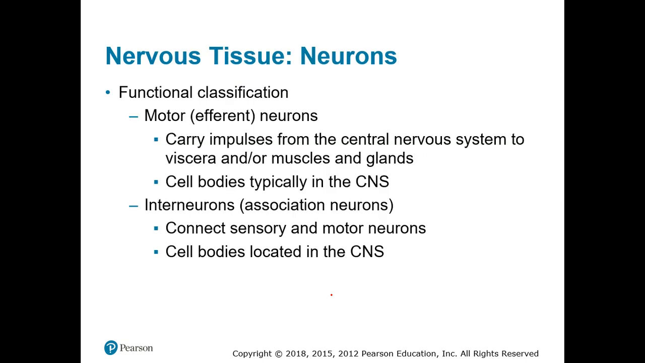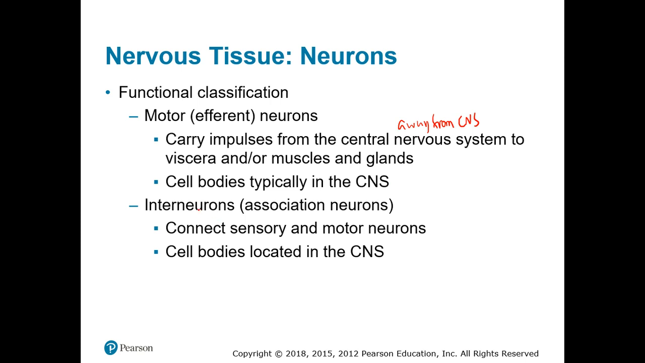Now, also along with functional classification, besides going to the central nervous system, well, we have to have a name for ones that go away, and these are called motor or efferent neurons. These carry impulses from our CNS to the muscles and glands. So, in other words, away from the CNS. These cell bodies are typically actually located within the central nervous system.